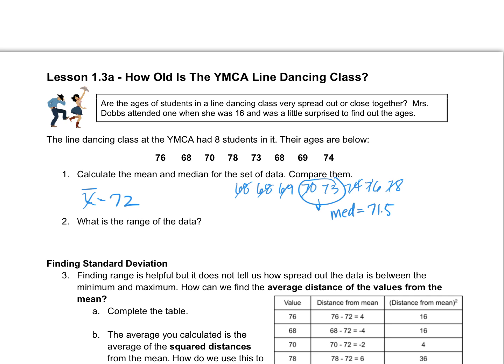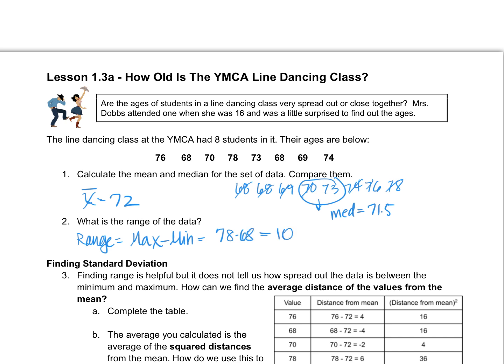Now, range. What's the range of the data? How do you find range? You take the highest number and the lowest number and subtract. So max minus min. So 78 minus 68, you don't need your calculators, it's a 10, right?